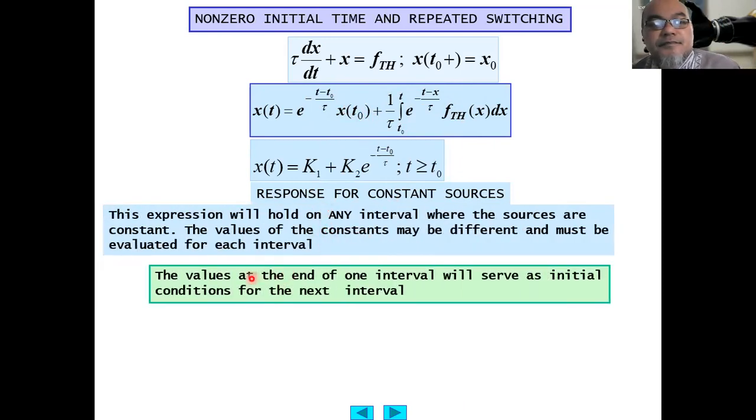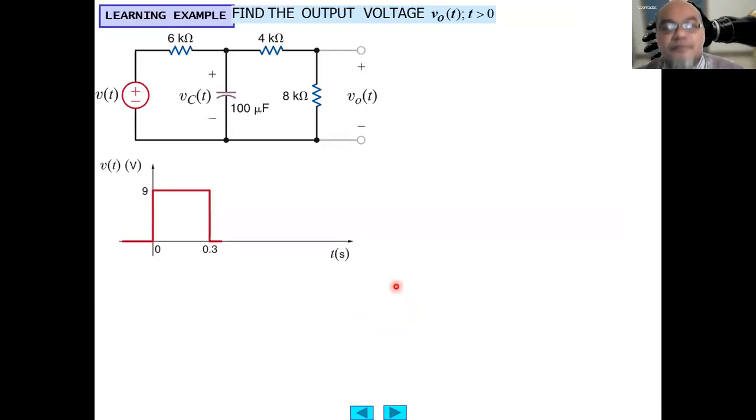This expression will hold on any interval where the sources are constant. The values of the constants may be different and must be evaluated for each interval. The values at the end of one interval will serve as the initial condition for the next interval. So let's say, for example, you have this circuit. Find the output voltage V output at t larger than 0. This is 100 microfarad. The voltage is now not a constant voltage source, but rather a step, so basically it is a switching. There is a switch here where this 9 volt source is switched on at t equals 0 and switched off at t equals 0.3.